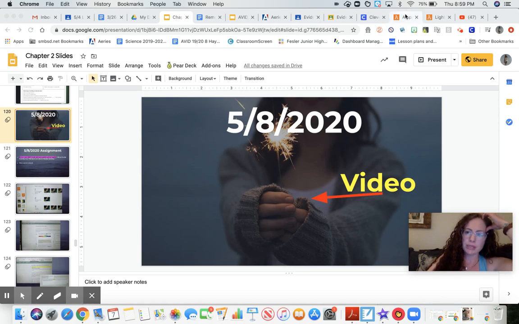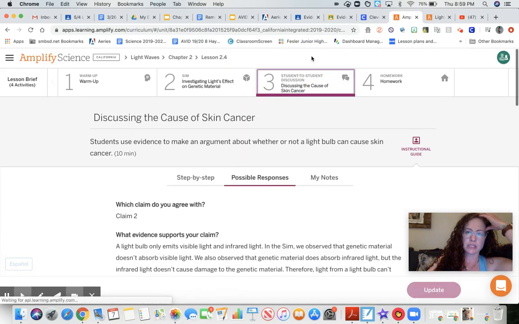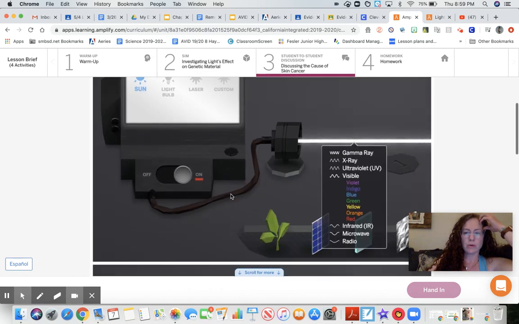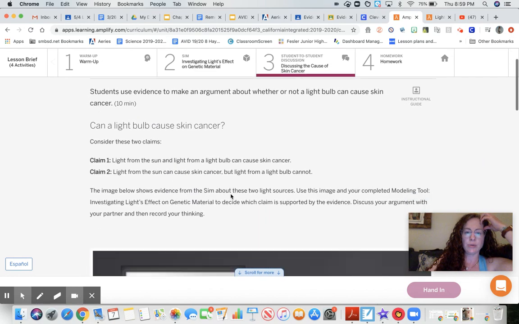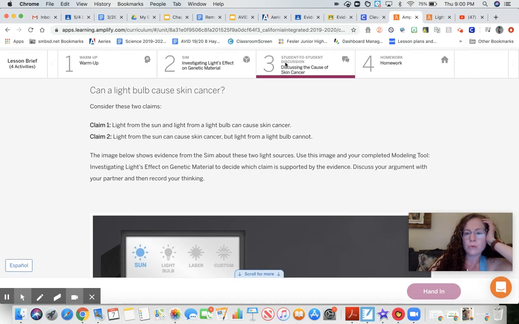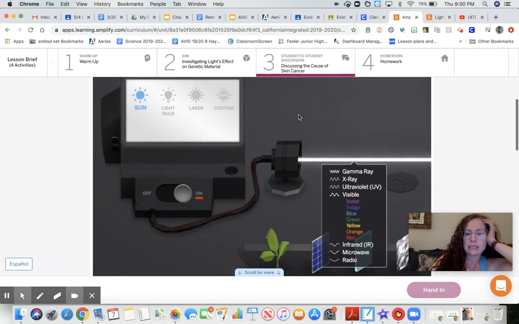Okay, so first up, let's look at what we did this week. The first thing we did was this one where we had two claims. Claim one was that light from the sun and light from the light bulb can cause skin cancer. And claim two is that it's just the sun that causes skin cancer, but the light bulb can't. So this was Monday's assignment. It's 2.4 part 3. It was 8 points.